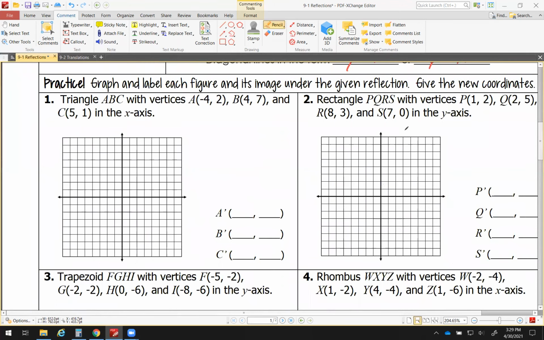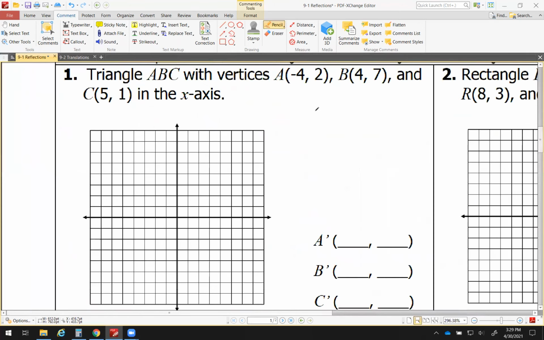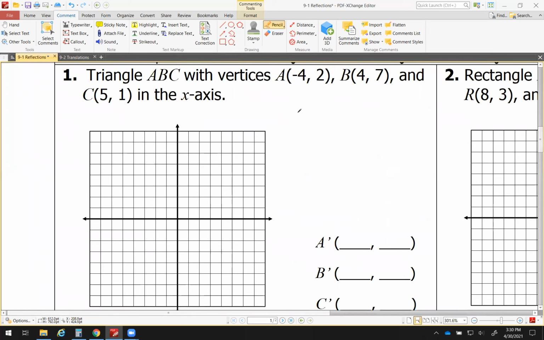So here are a couple of examples. We're going to graph each of these and then flip it over the x-axis, and then we'll write down the new coordinates over here on the right. So point A is at (-4, 2). Point B is at (4, 7).